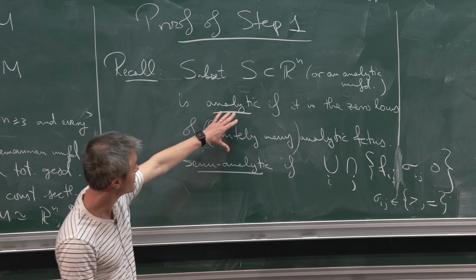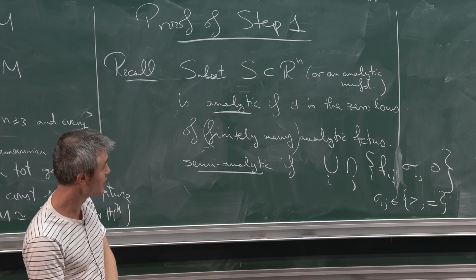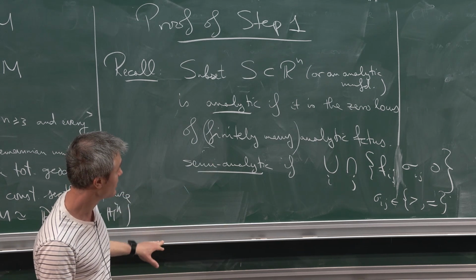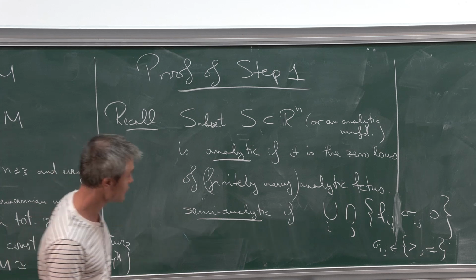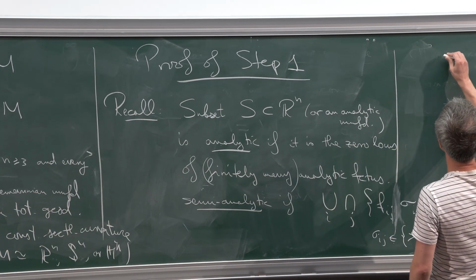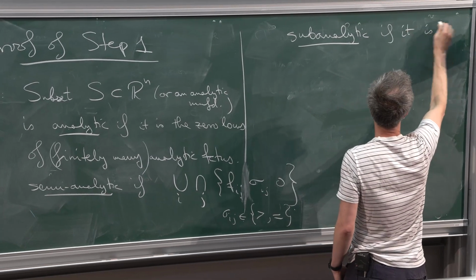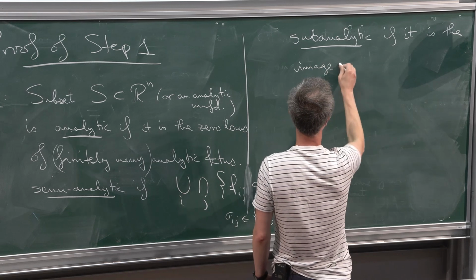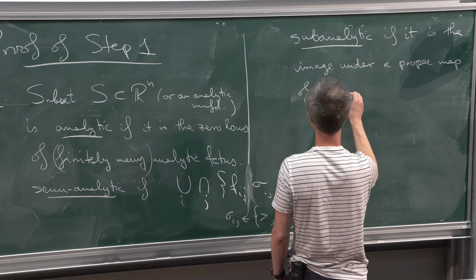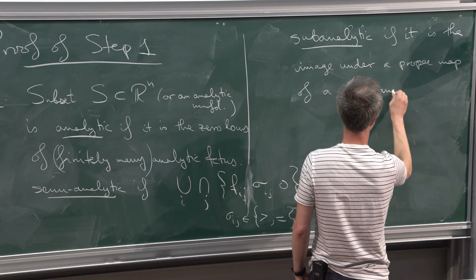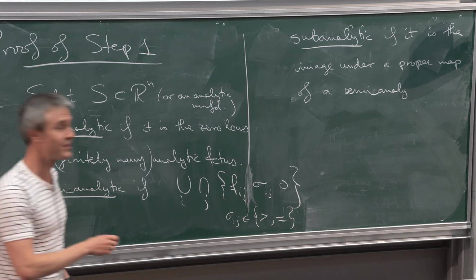So if I were to replace analytic with algebraic, so real algebraic polynomials, then there's a very nice theorem of Tarski and Seidenberg that tells you that if you project a semi-algebraic set, you obtain another semi-algebraic set. Unfortunately, this is not true for analytic functions. So we're going to say that a set is subanalytic if it is the image under a proper map of a semi-analytic set.